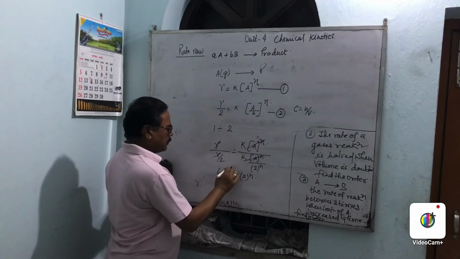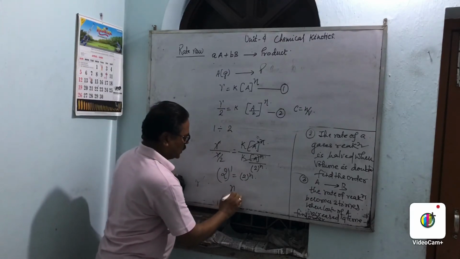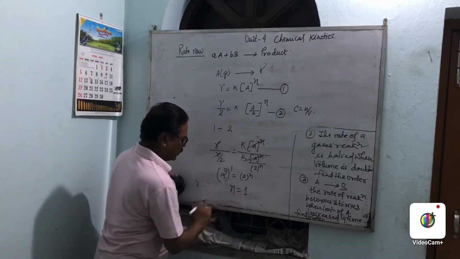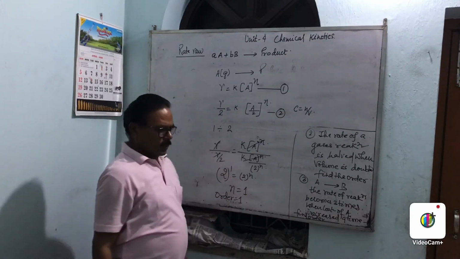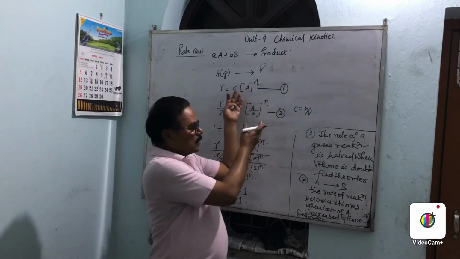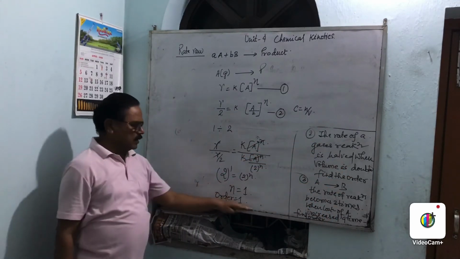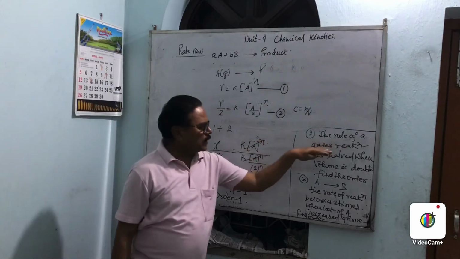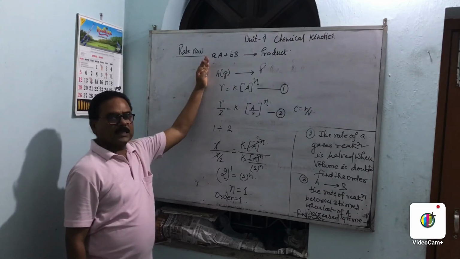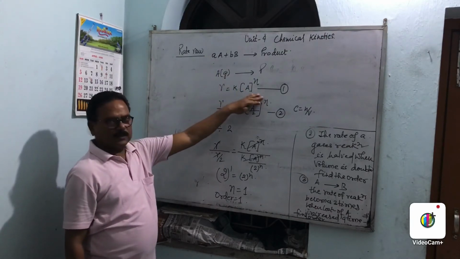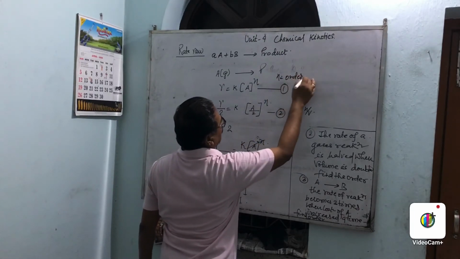Now when the bases are the same, then the powers are equal by the law of indices. So the order is equal to 1. So what we see is that even if the order is not given and the question is asked in such a way, we are able to find out the order of a reaction. Consider a gaseous reaction and write the rate. Here n is the order, and we have to find it out.